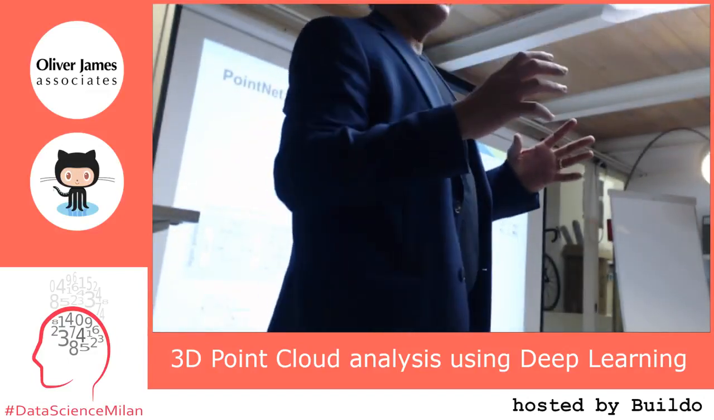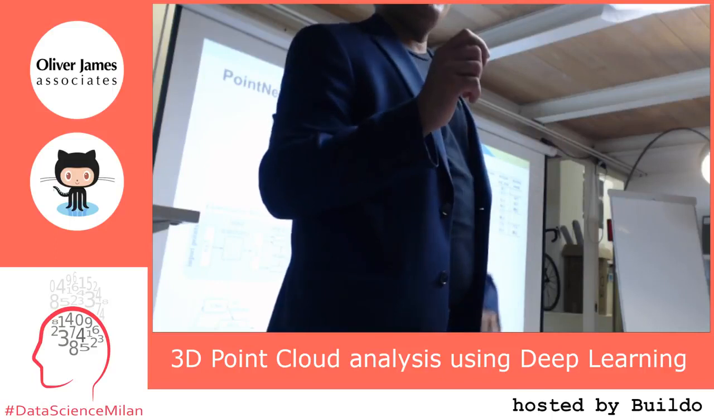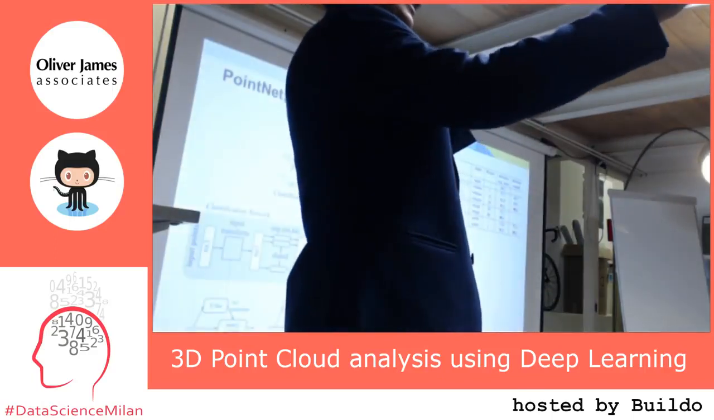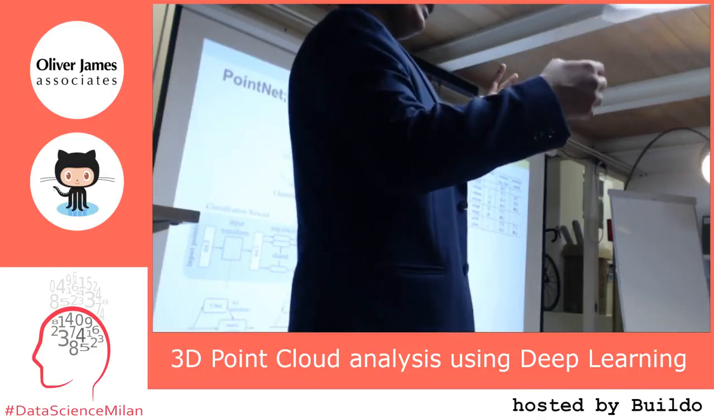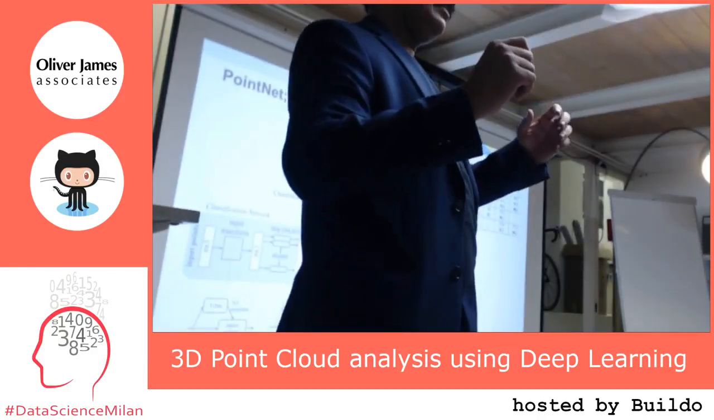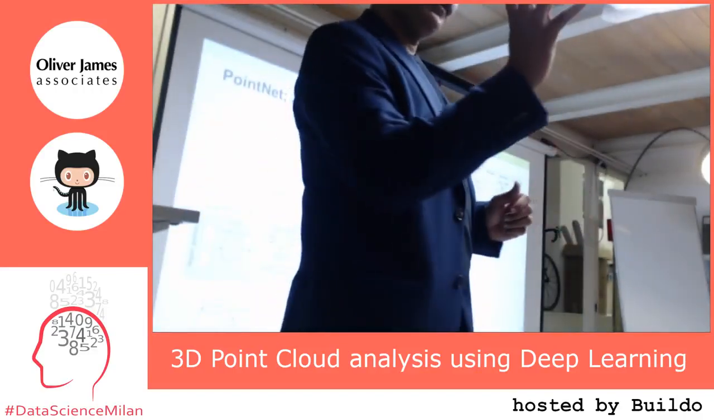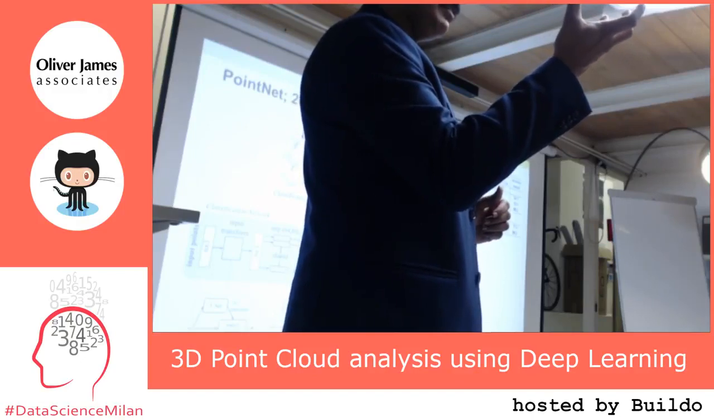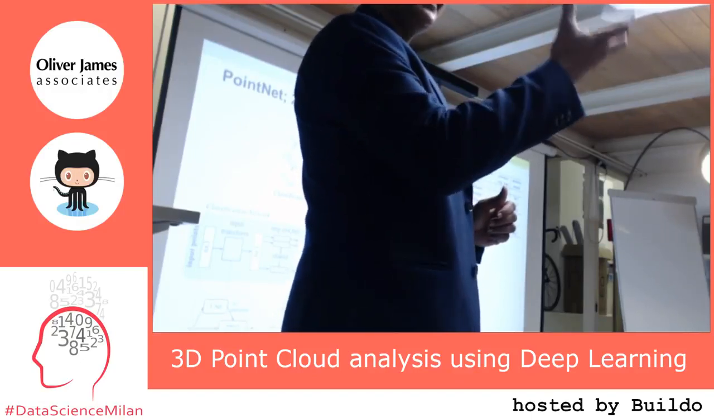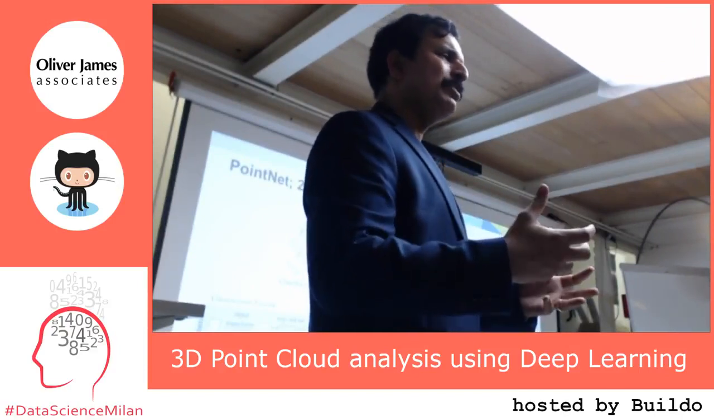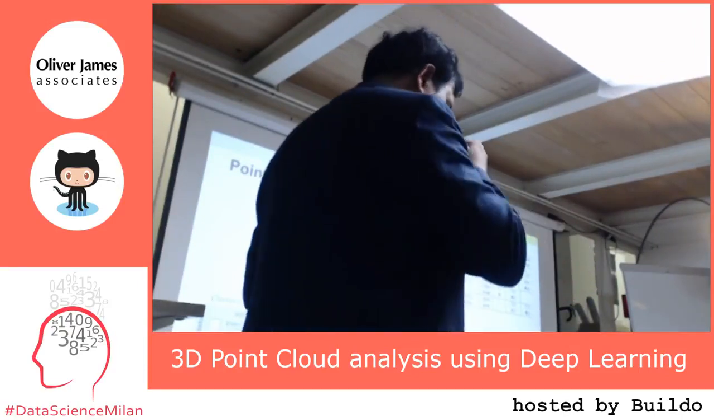PointNet has to be invariant to transformation. Imagine you take a PointNet of this room. Whether you see it from here or see it from there, it's the same room. In other words, if you rotate the PointNet, all the objects in the room relative to each other remain the same. So it's invariant to rotation.